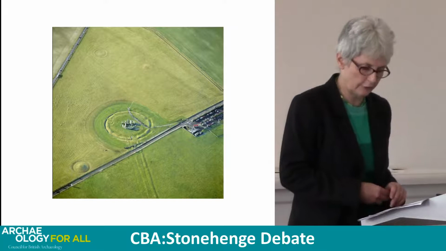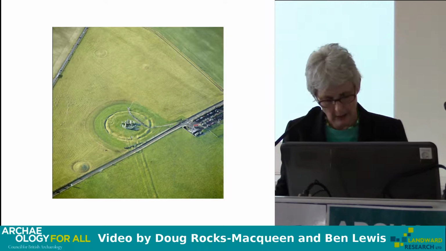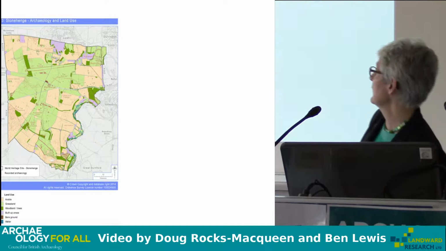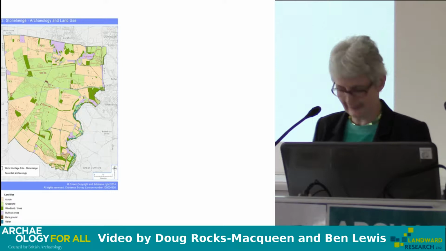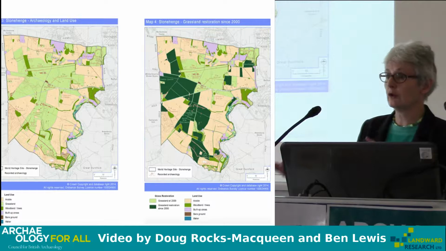And some changes have occurred that might require us to rethink what our principles are, whether they are still useful. And the other major change, that's the new visitor centre at Airman's Corner. The other major change is grassland restoration. What you see here from the World Heritage Site Management Plan, in green is the extent of grassland, and in the salmon pink, that is arable. But if we look at that again, the dark green is grassland that has been reverted since 2000. So you can see that there's been a lot there.